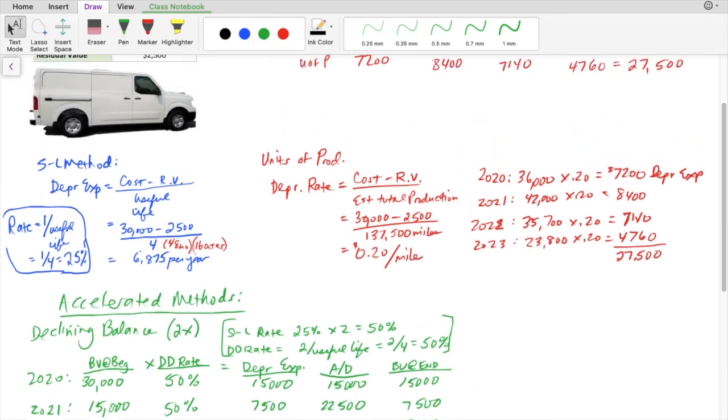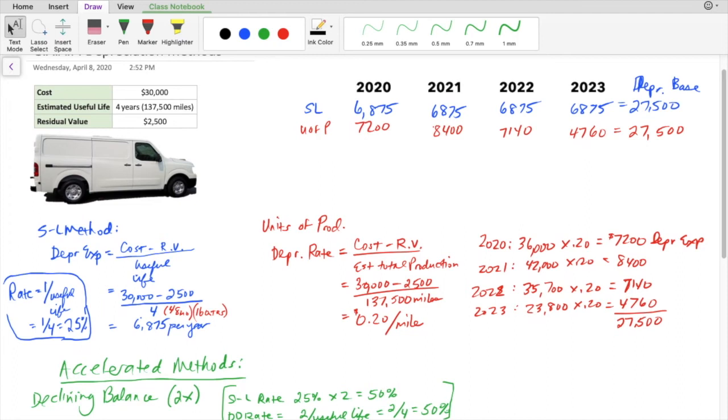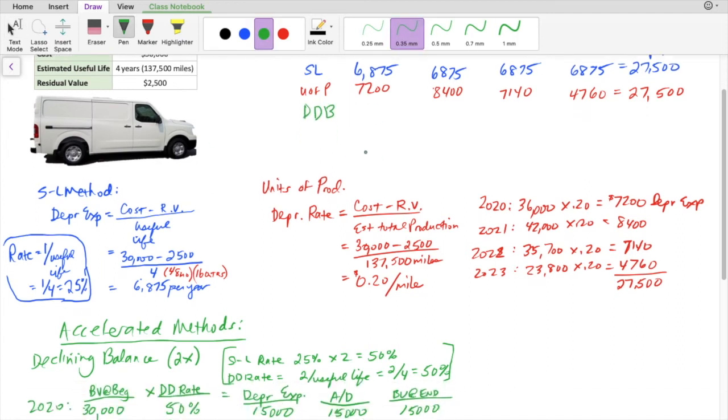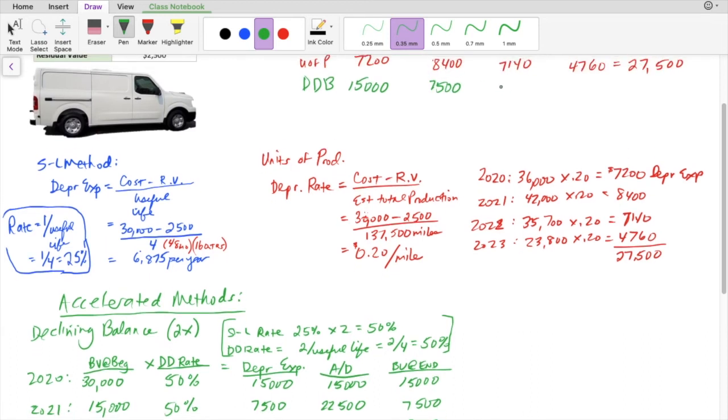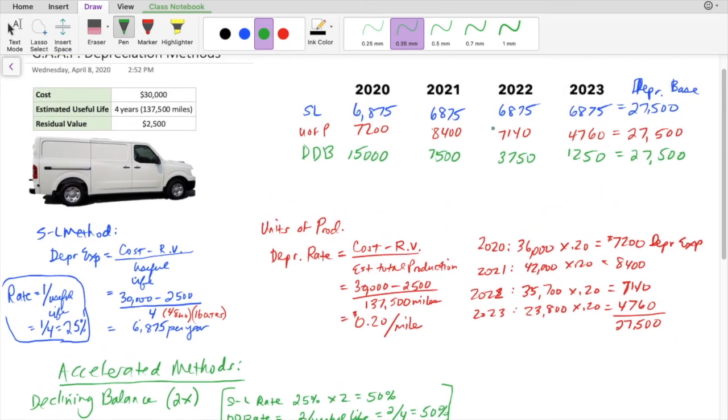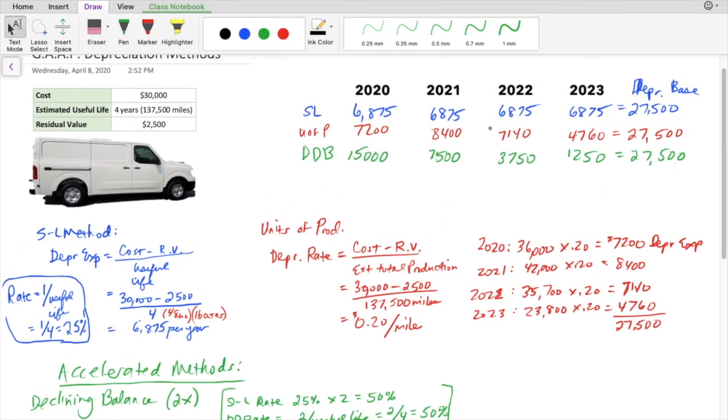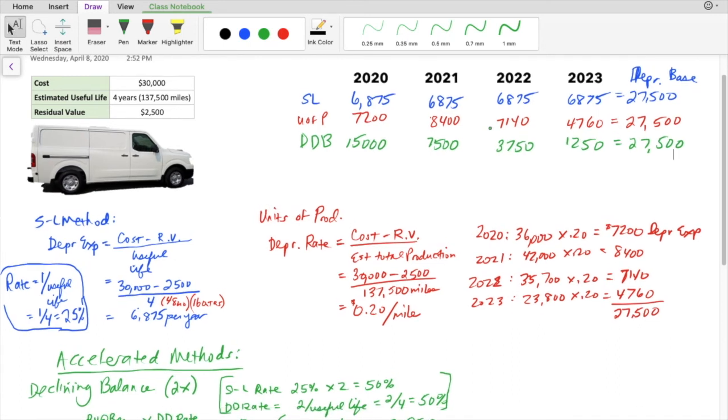Now, if we go back up to our top here, in double declining balance, what are my numbers? In the first year, it was $15,000. And then it was $7,500. And then it was $3,750. And then it was $1,250. Again, all adding up to $27,500, which is our depreciable base. So each method is going to get us to the same end point.